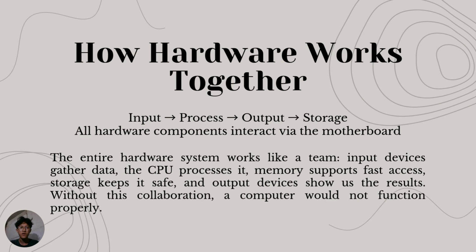How does hardware work together? Okay, all the hardware works together as a team. First, input devices collect the data. The CPU processes it, and then RAM, or random access memory, helps access the data quickly. The storage saves the data, and output devices show us the result. All parts communicate through the motherboard. Without this teamwork, the computer will not work properly.